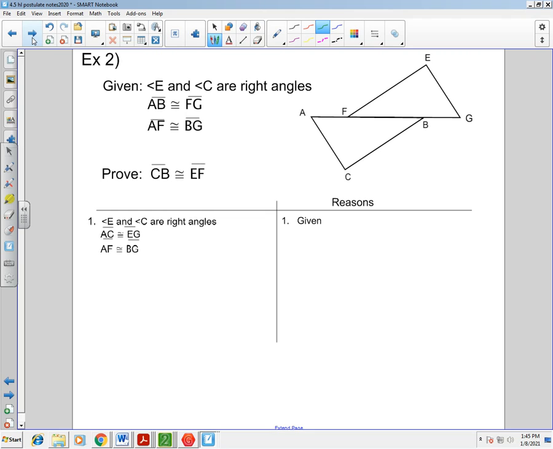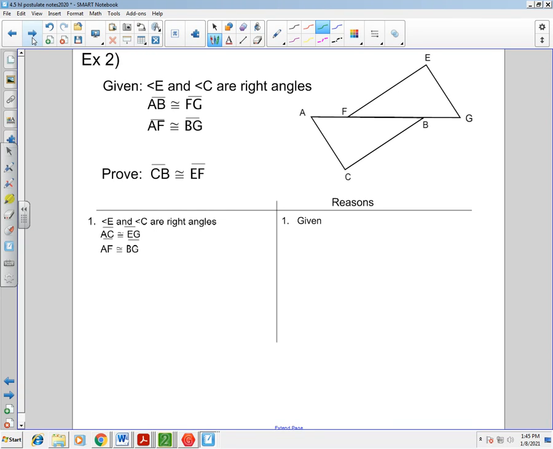Given angle E and angle C are right angles. AB is congruent to FG. AF is congruent to BG. The question is, can we somehow prove that CB is congruent to EF?